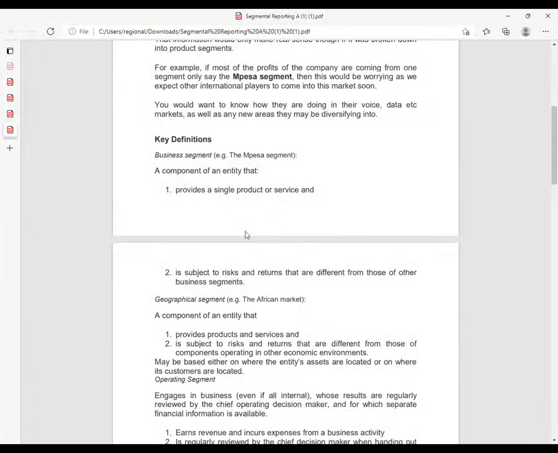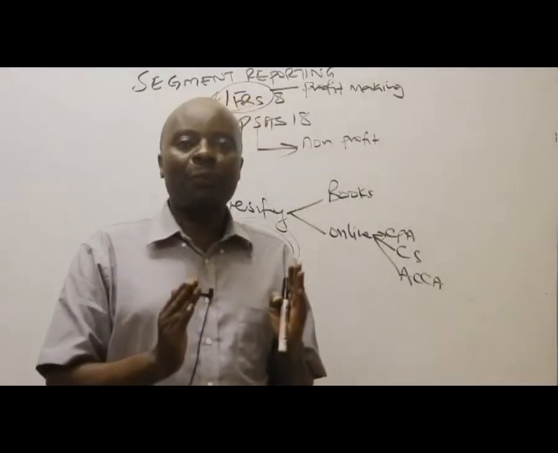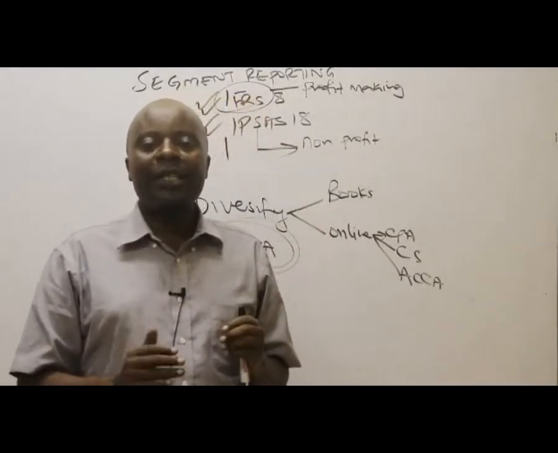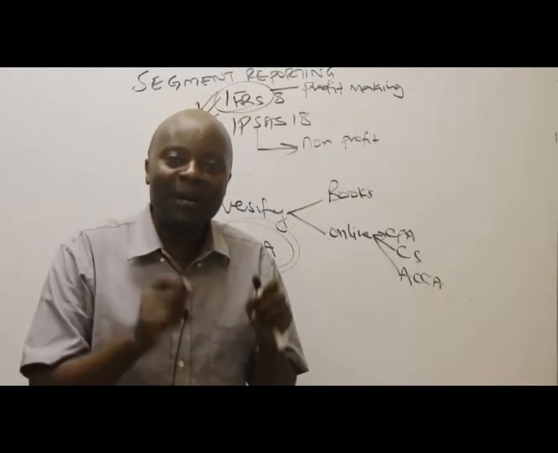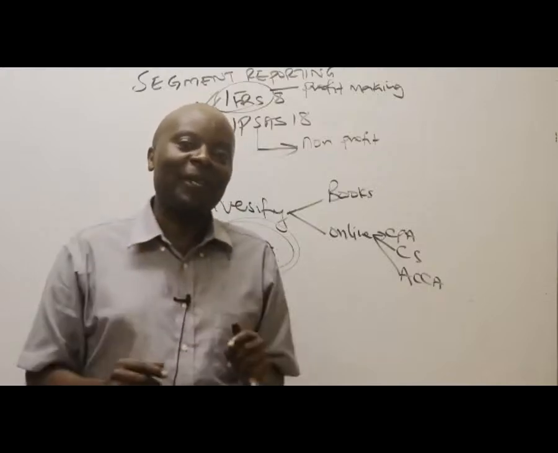Key definitions. Business segment, like now the M-Pesa segment: a component of an entity that provides a single product or service and is subject to risks and returns that are different from those of other business segments. Ladies and gentlemen, a business segment is basically like a department that is able to stand on its own. Like now we have an M-Pesa department, right? The risks affecting the M-Pesa department will not be the same risks affecting the voice department, the calling department, right?